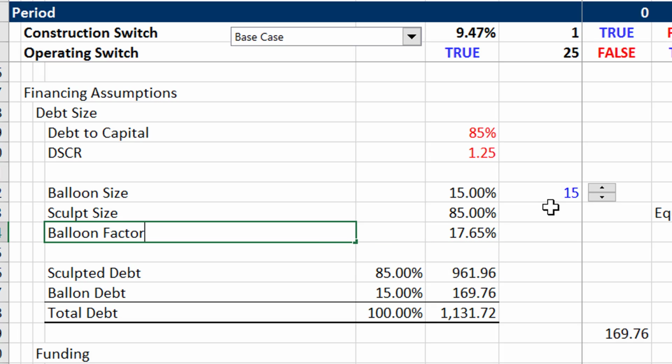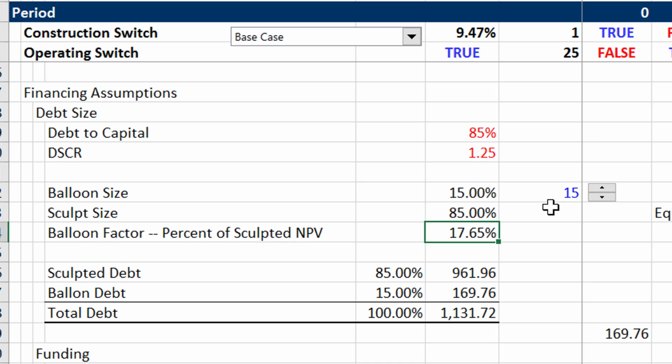This is percent of sculpted NPV. So we get the sculpted NPV. The problem is the sculpted NPV depends on the balloon interest. And if the balloon interest then helps drive the sculpting, then you get a circular reference. I should have been able to explain that a little better, but I didn't.